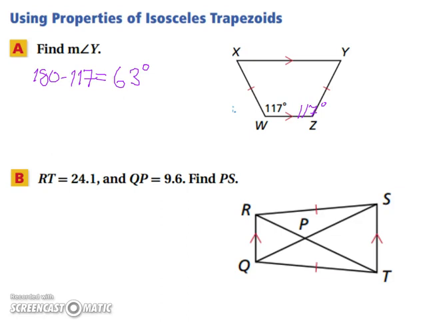Now that you've had a moment to try and find PS, let's see if we can do it together. RT is 24.1 and QP is 9.6. Well, we know that the diagonals must be congruent, so we can simply take 24.1 and subtract 9.6, which gives us 14.5.